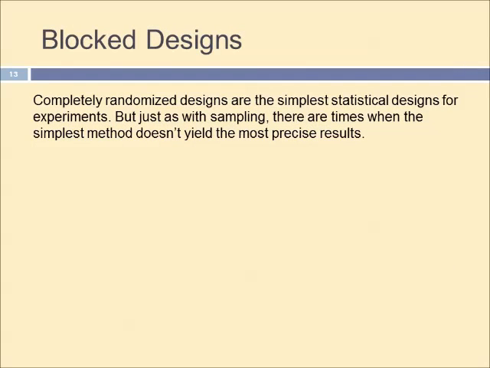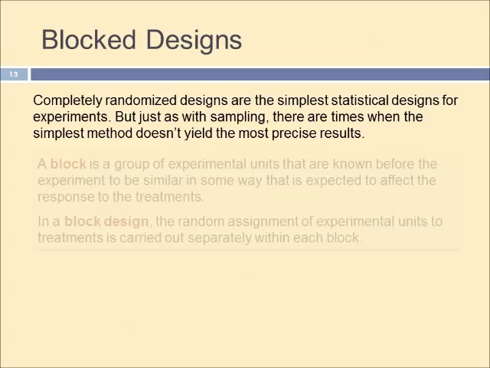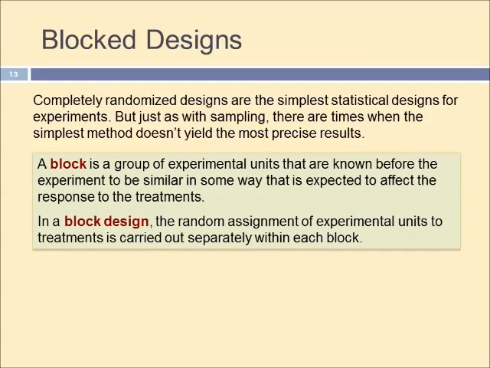Now, there's another type of assignment called block designs. There are sometimes when the simplest method just does not yield the most precise results. So, for example, if we know that there are differences between, say, men and women, or old and young, or something like that, in the way that they're going to respond to a particular treatment, then by not separating those units out and looking at them separately, we run the risk of not getting an actual statistically significant value, even when there is one.